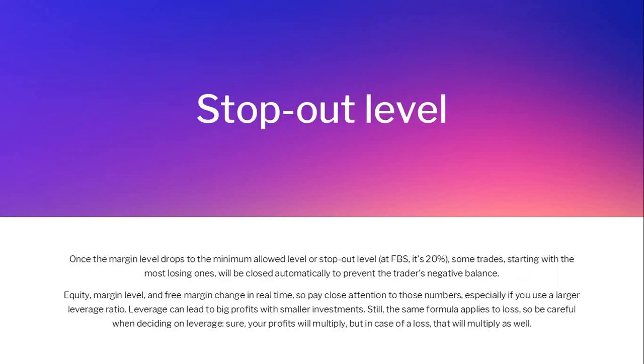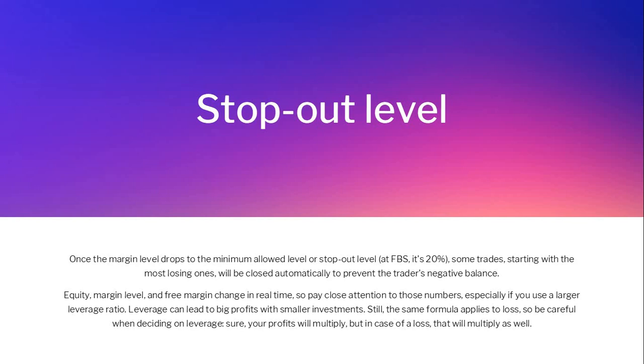But if you fail to follow those instructions, they will cut you from the market. Stop out level: once the margin level drops to the minimum allowed level, or stop out level, which in this broker FBS is 20%, some trades, starting with the most losing ones, will be closed automatically to prevent a trader's negative balance. So do not be surprised once you are cut from the market.